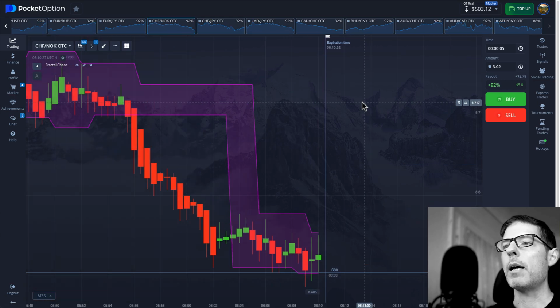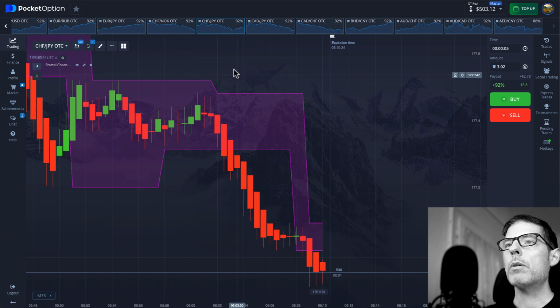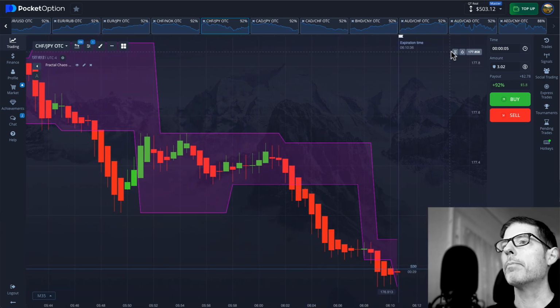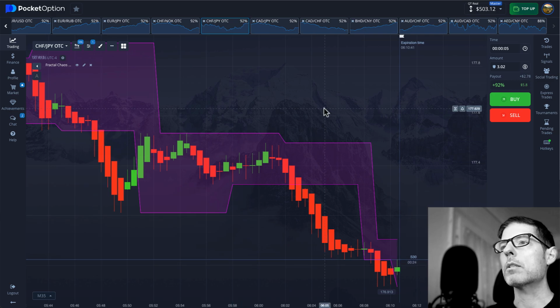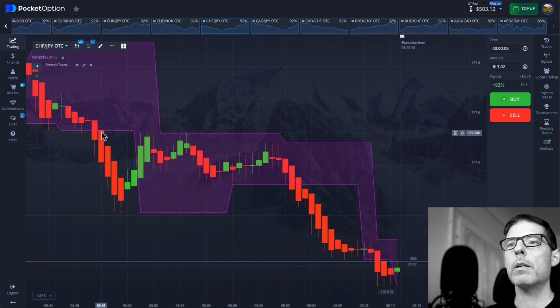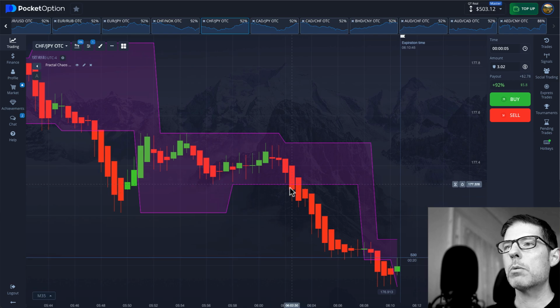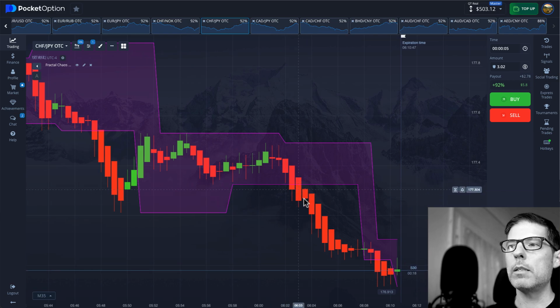Nice breakout, look at that. So you can see it's happening all the time. And we just need to catch these areas, guys. Look at these breakouts. Here, look at this one right here. Look at that. It just continues its way down.